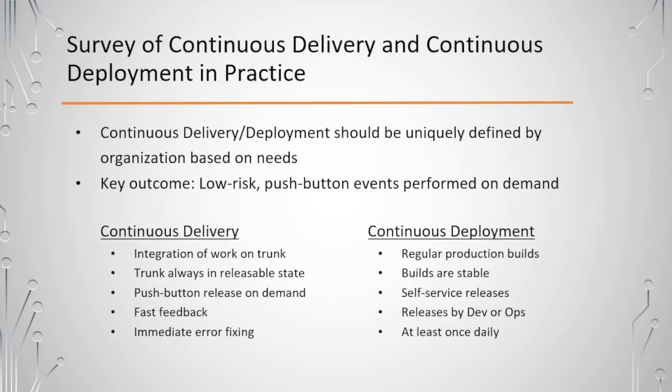He said that an organization has achieved continuous delivery when small batches are continually integrated into trunk, and that trunk is always in a releasable state. These integrations, or releases to trunk, are done in a push-button, on-demand manner. This enables fast feedback, which facilitates immediate error fixing. Continuous deployment, on the other hand, is where there are regular production builds at least once daily. These builds have been thoroughly tested and are stable. They are also push-button self-service actions that can be performed by developers and operations alike.